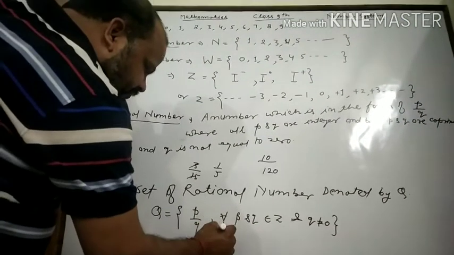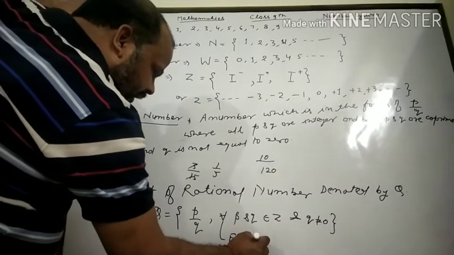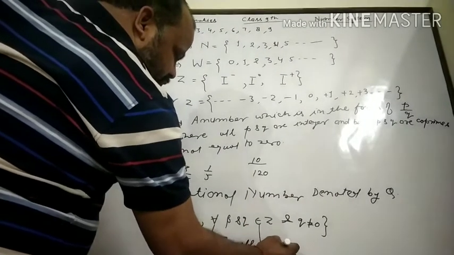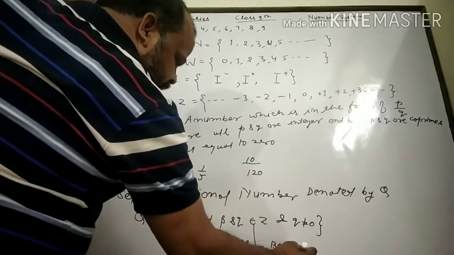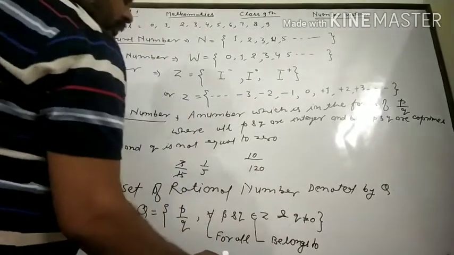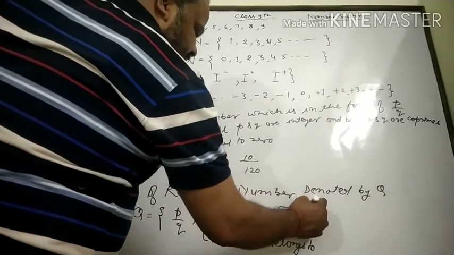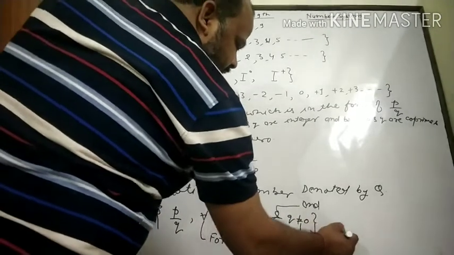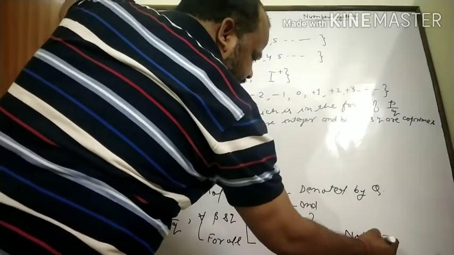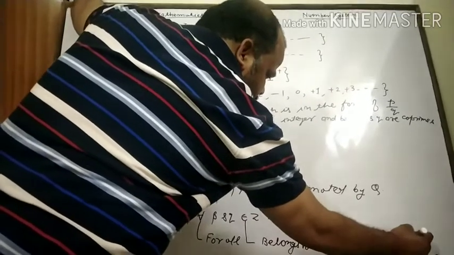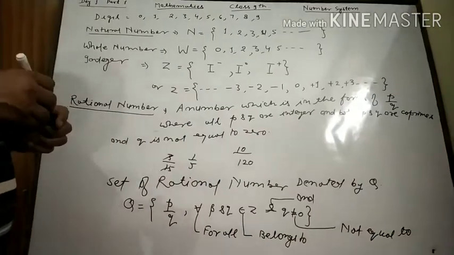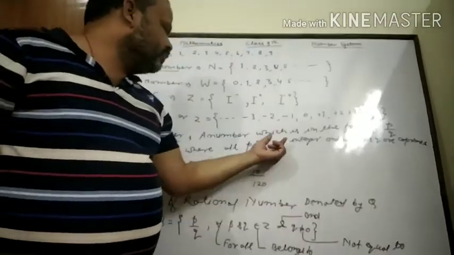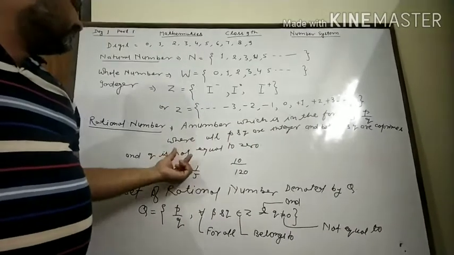Here this symbol means for all. Clear? And this means belongs to. And this means and. You know why we can make it symbolically, and this means not equal to. Then you can define a rational number: a number which is in the form of P upon Q, where P and Q are integers and Q is not equal to 0.